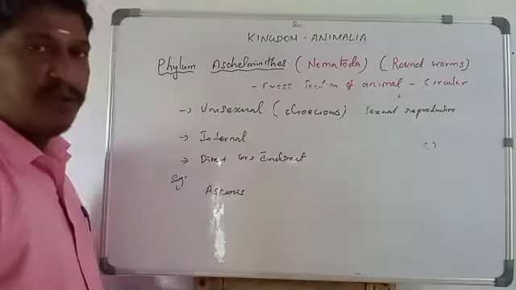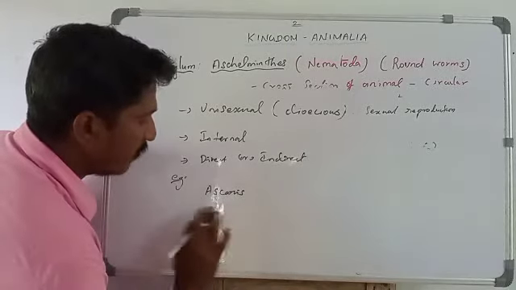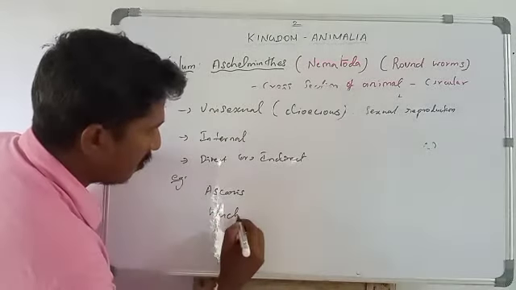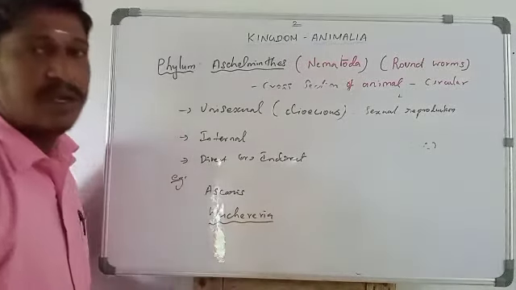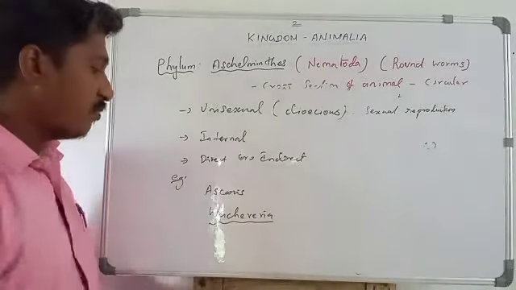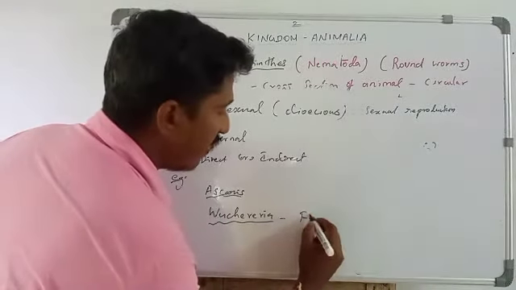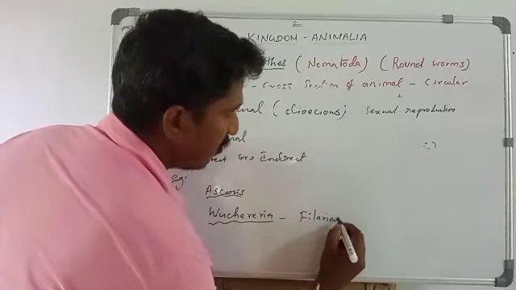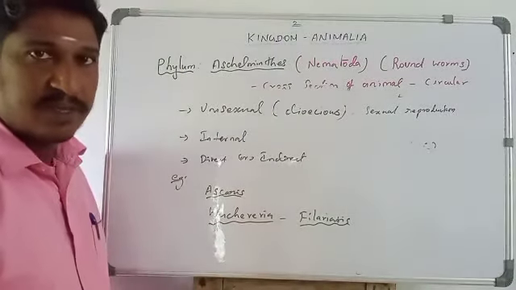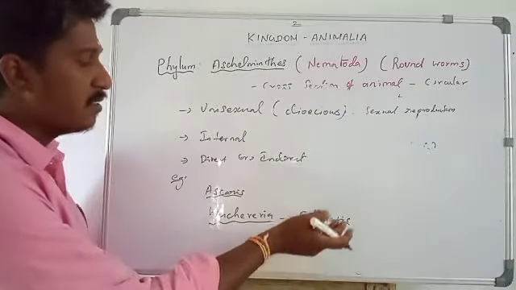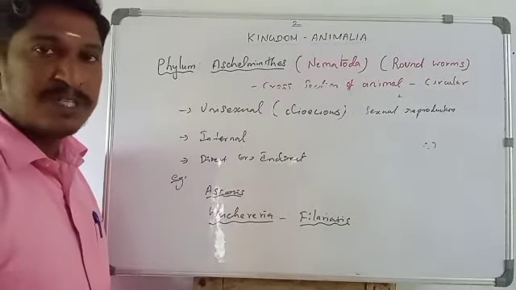Ascaris is one of the well-known examples of Ascalminthes, and Wuchereria bancrofti is another well-known example. It causes filariasis or elephantiasis, which in Tamil is called yaanaikaal. It is caused by Wuchereria and transmitted by the Culex mosquito.